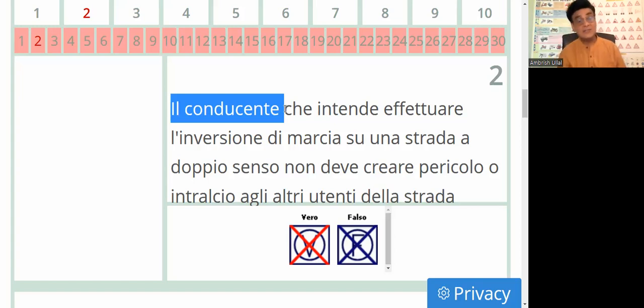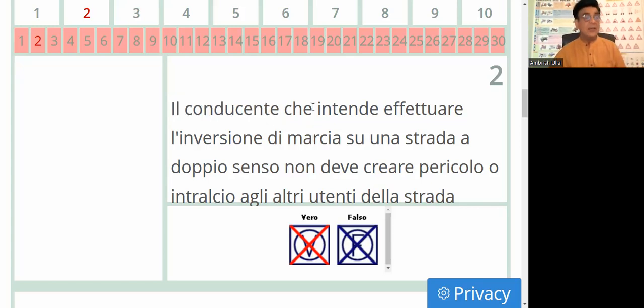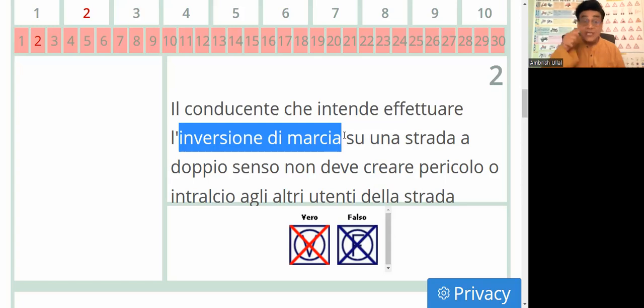So after my class is over, do repetition of all the pictures that I told you to take, all the things that you wrote. Write it back in a nice clean paper. When your hand writes what your eyes can see repeatedly, it will remain in your brain forever. Even if you try very hard with a hammer to take it out of the brain, it will not go. Okay? So conducente means driver. Che intende, who intends. Effettuare means to do something. Inversione di marcia means to take a U-turn. Now write down this word if you don't know.